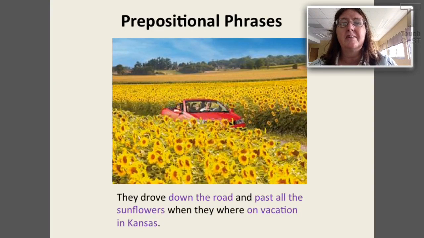Prepositional phrases start with a preposition and end with a noun. So here's a good example of some prepositional phrases. Down the road, preposition, noun. Past the sunflowers, preposition, noun. And on vacation, preposition on, ending with vacation. And our last one, in, our preposition, and Kansas, our noun.